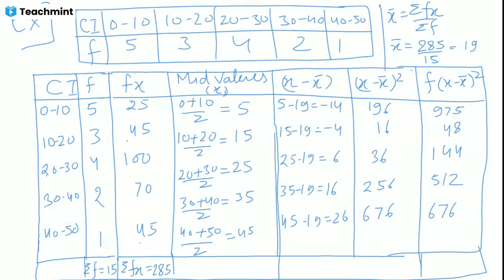Now we need to add all these values. 980 plus 48 plus 144 plus 512 plus 676. So we have this summation f into x minus x bar whole square as 2355. We have this value.